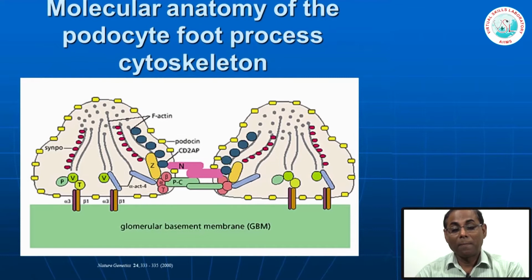The molecular anatomy of the podocyte foot process cytoskeleton. As you can see here, the structural components of the foot processes are mainly F-actin and synaptopodin, but the more important proteins are those which maintain the slit pore membrane structure. They are nephrin, podocin, CD2AP. If there is abnormality in the genes responsible for these proteins, obviously you get an abnormality of the slit pore membrane followed by heavy proteinuria and typical minimal change disease. So, that is why there are genetic causes of minimal change disease associated with foot process abnormality.